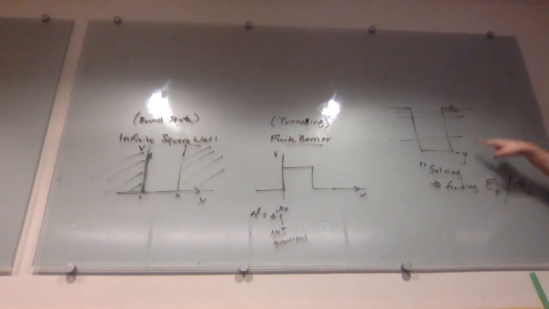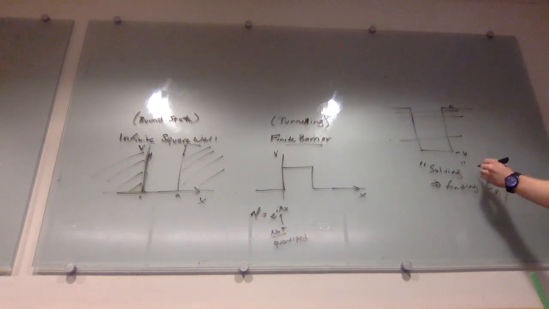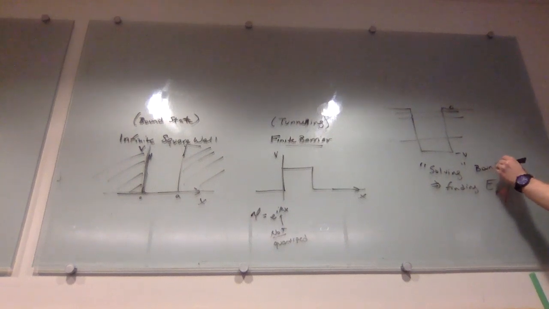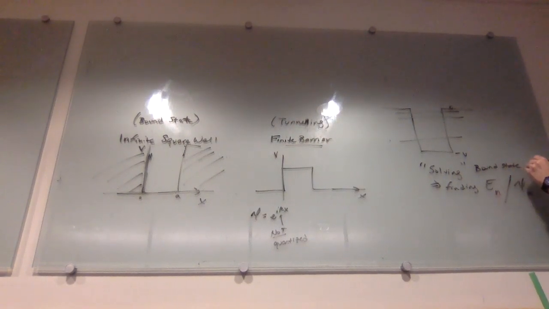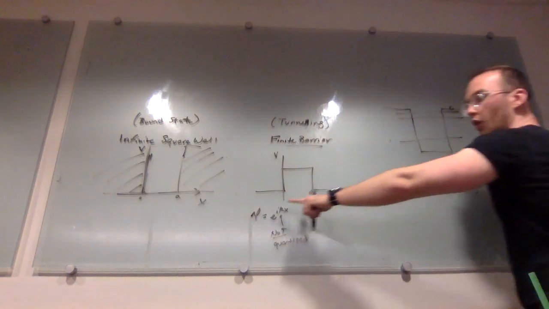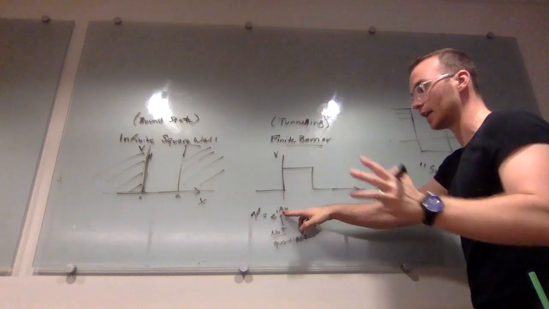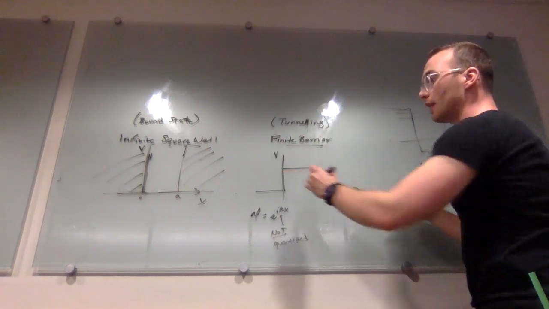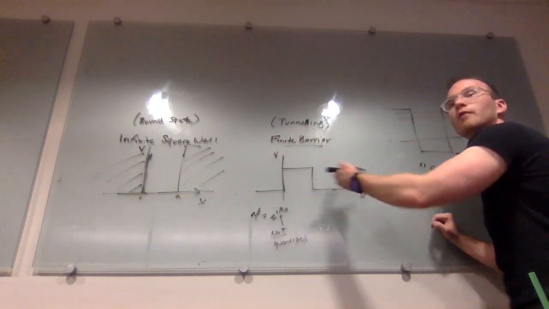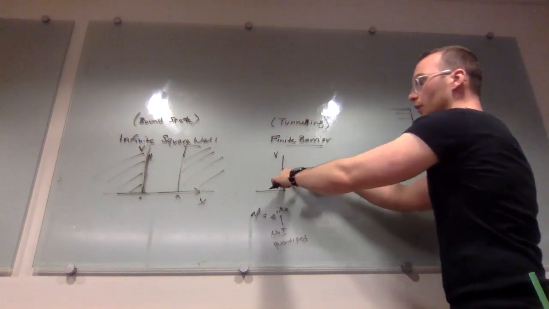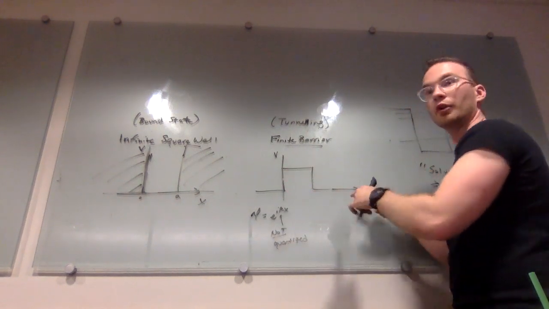So solving a bound state problem would be finding the energies and the wave functions. In this case, the energies are sort of arbitrary. We don't actually find them, because it could be, like I said, whatever. But we do have to find the wave function, because that's what tunneling means. If it was 0 everywhere over here, there would be no tunneling.